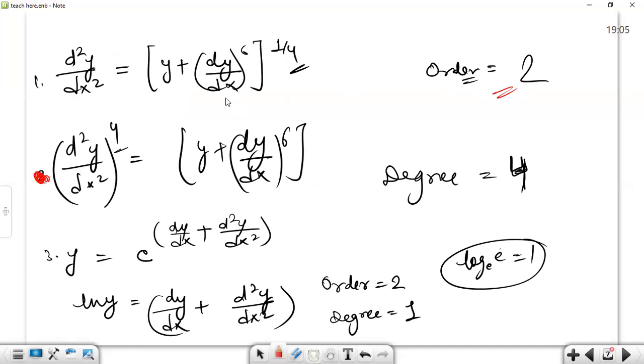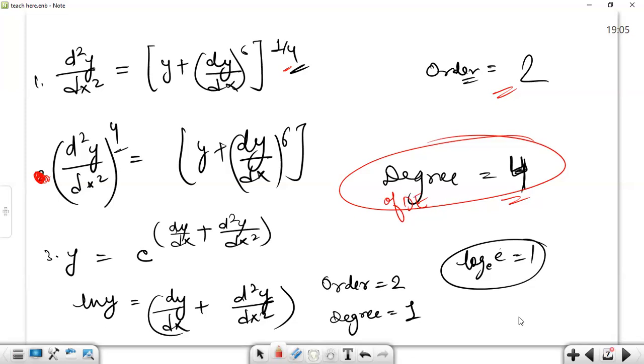But second example, this is the same question, but the exponent of the derivative here is in fractions. So we'll have to solve it. How will we solve that? We'll bring this power to the left hand side and this will become an integer now. So here the degree for the highest order derivative is 4. That's why the degree of the differential equation is 4. Clear?